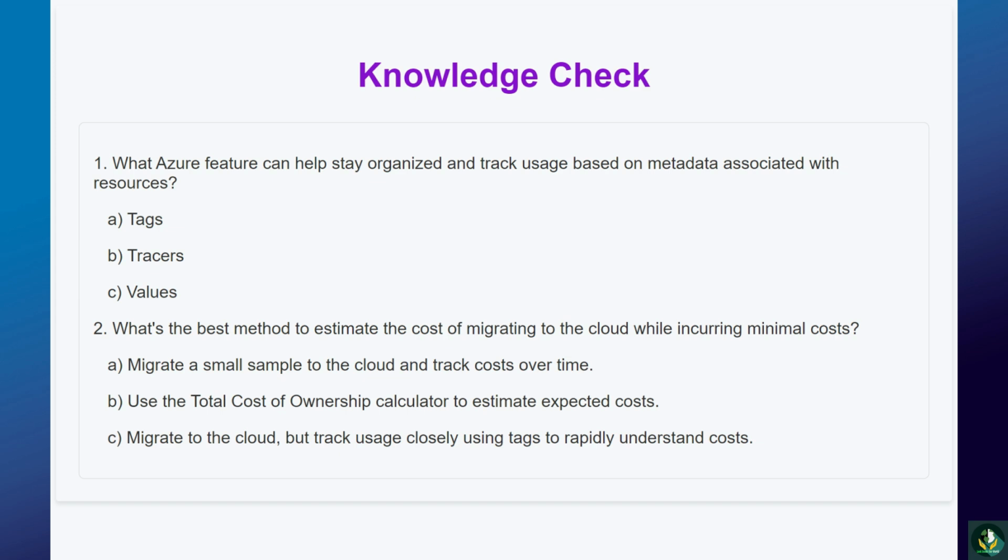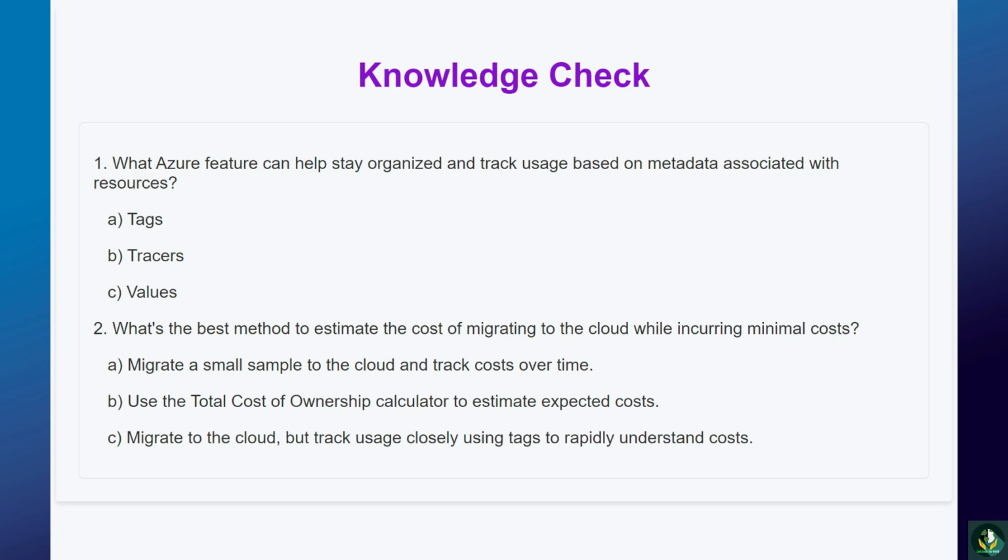Tags in Azure are a powerful feature that allows you to add metadata to your resources. This metadata can include information such as the resource's purpose, owner, environment, or any other relevant details. Tags are crucial for organizing resources, tracking usage, managing costs, and enforcing governance policies. They enable you to quickly locate and act on resources associated with specific workloads, environments, or business units.